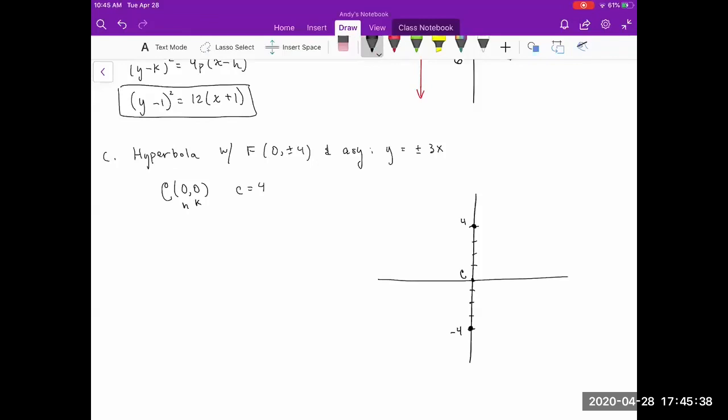look at the asymptotes now. So I guess we can graph. If you go up 3 and over 1 from the center, you get this line like this. Okay. So this will be one of the asymptotes. And in fact, this is the one y is equal to positive 3x. Negative 3x is the other one.